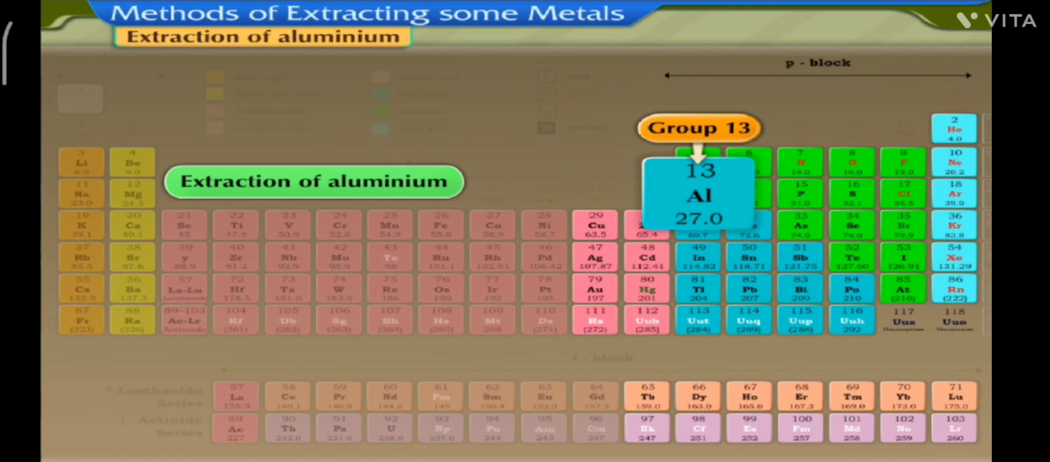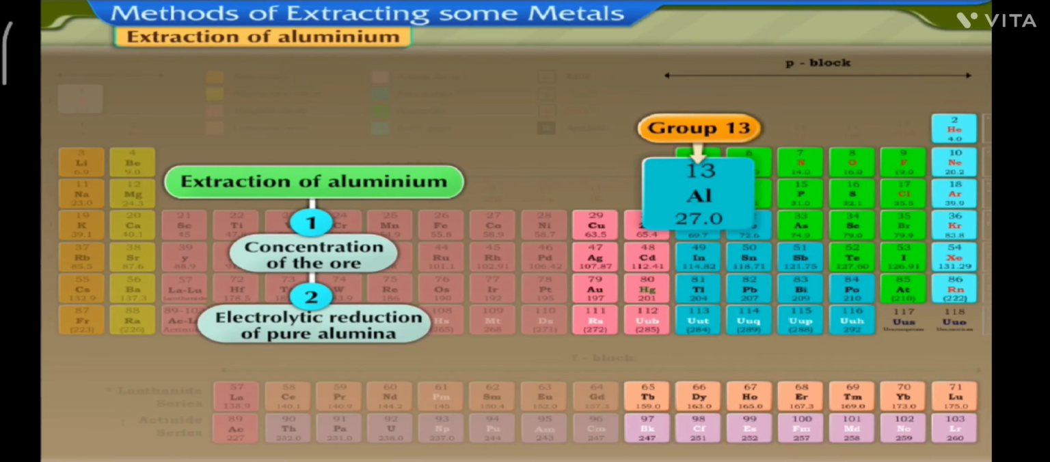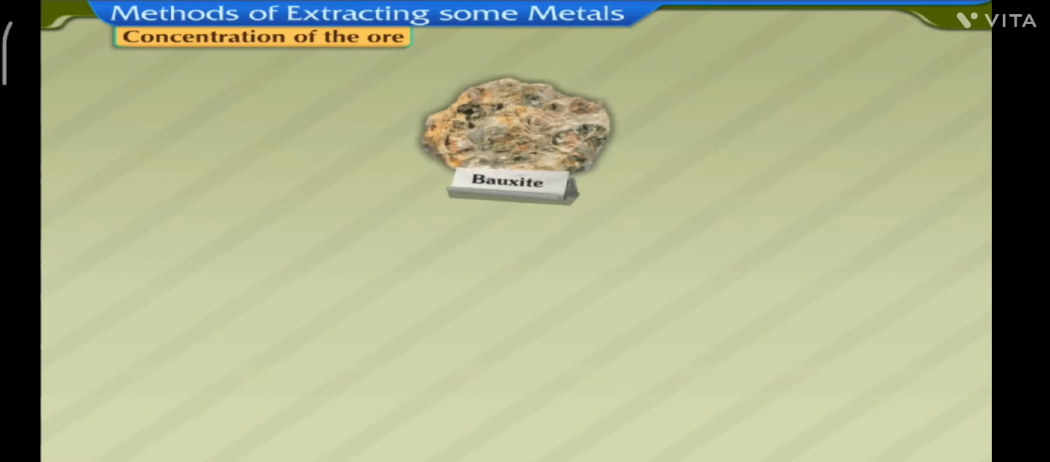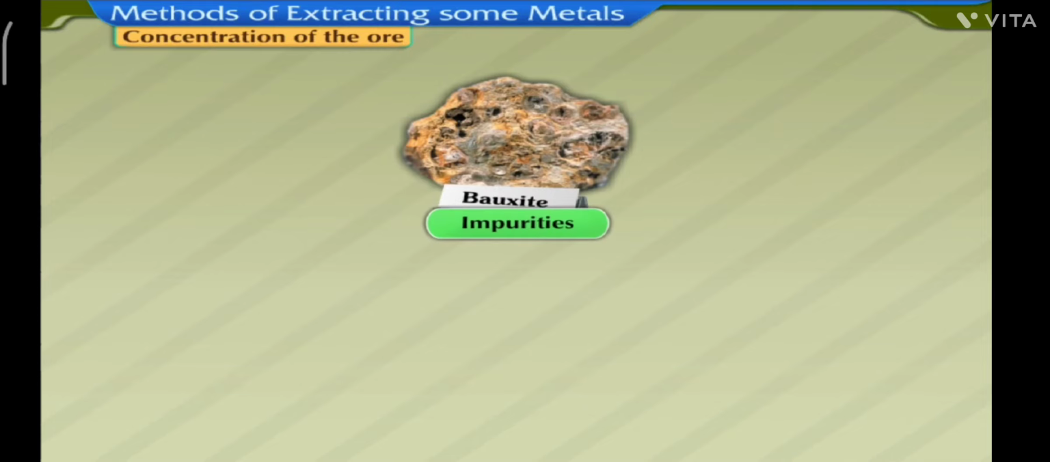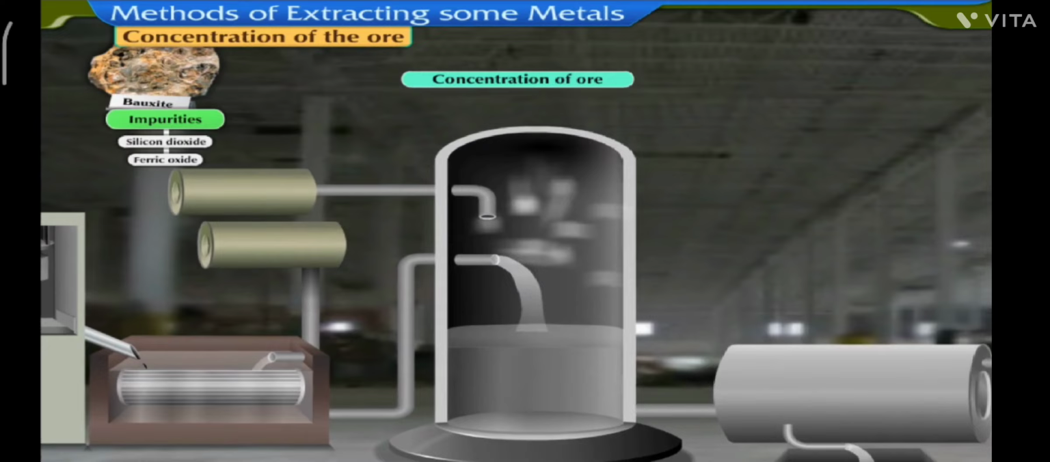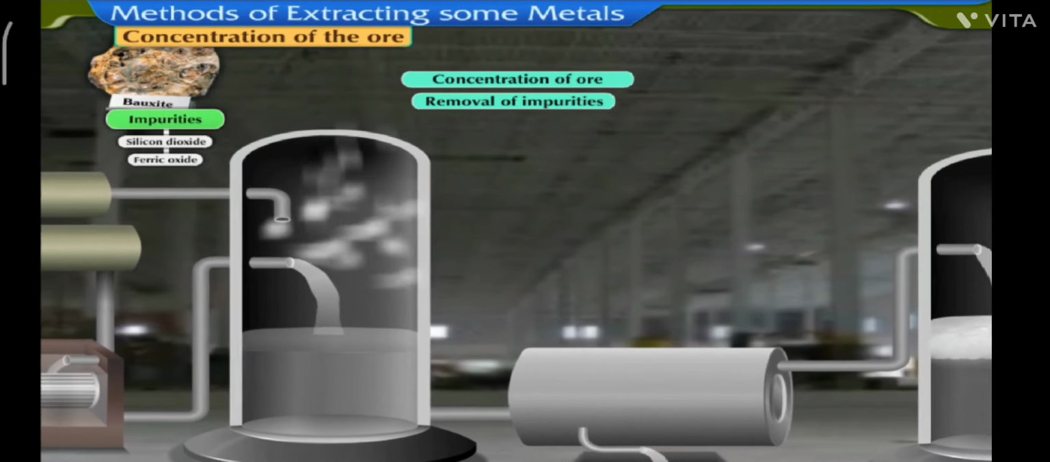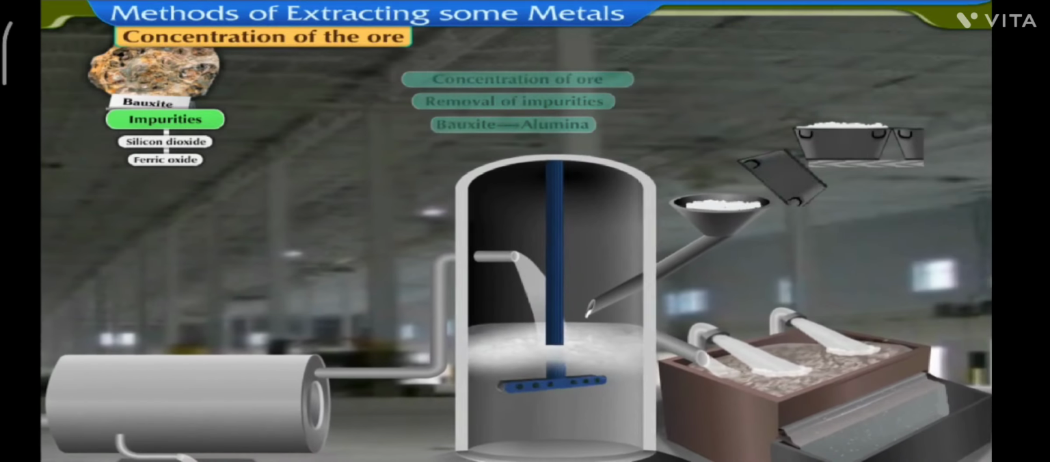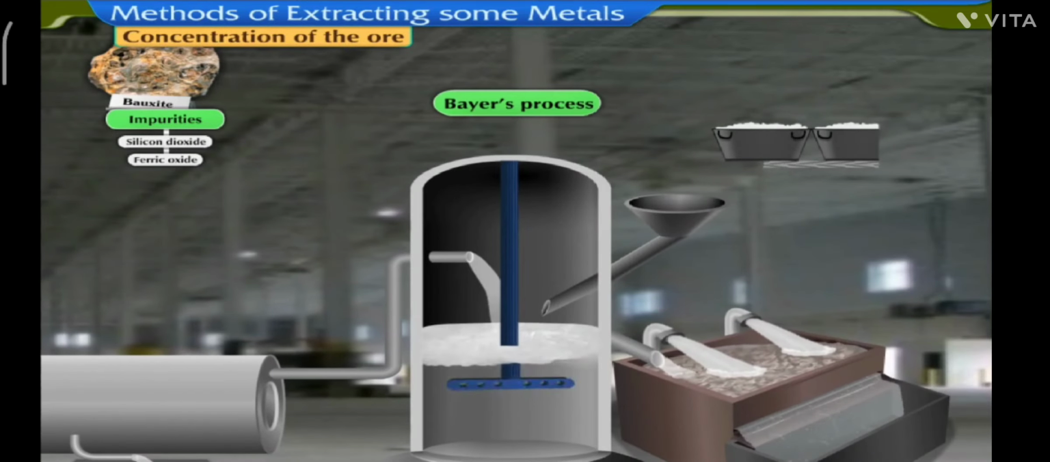The extraction of aluminium involves 2 steps. The first step is the concentration of the ore, and the second step is the electrolytic reduction of pure alumina. Concentration of the ore. We know that crude bauxite ore contains the impurities silicon dioxide and ferric oxide. The concentration of the ore involves the removal of these impurities and conversion of bauxite to pure aluminium oxide or alumina. This process is called Baeyer's process.